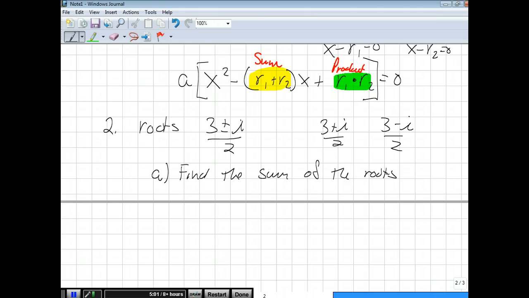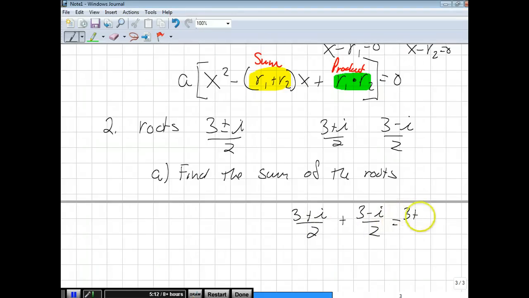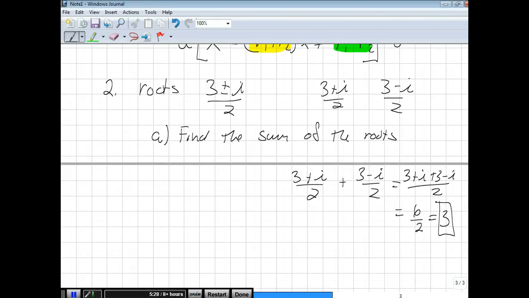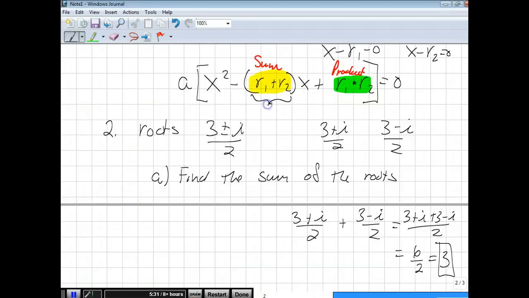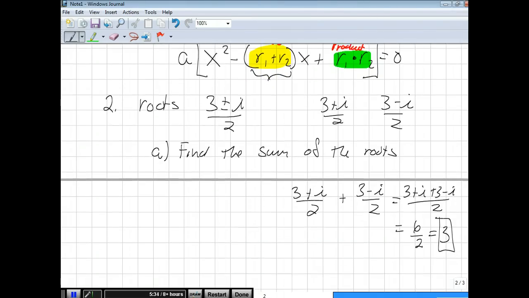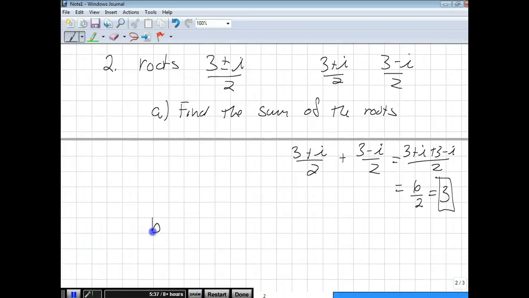So to find the sum of the roots, we have 3 plus I over 2 plus 3 minus I over 2, which gives us 3 plus I plus 3 minus I all over 2. And so that gives us 6 over 2, or 3. So this is the sum of the roots. Okay? So that's going to be this part, the coefficient of the middle term of the equation.